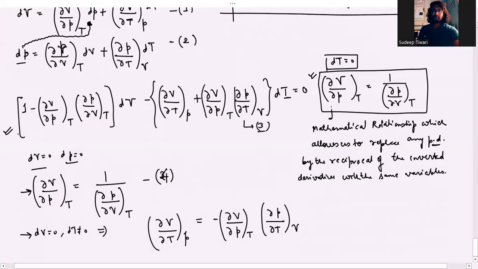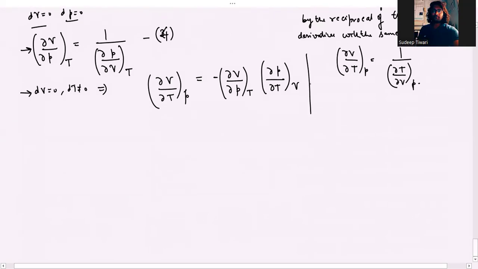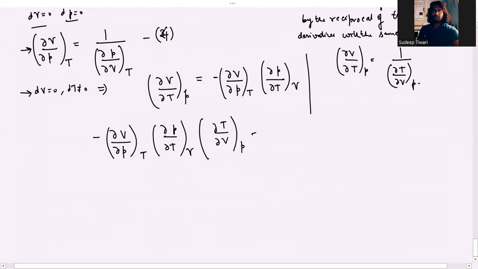And from the equation of state, we already know that if I want to express del V upon del P at constant temperature, I can always write it as 1 upon del P upon del V. Similarly, I can write del V upon del T at constant pressure as 1 upon del T upon del V at constant pressure. If I use this kind of relation, I'll get minus of del V upon del P at constant temperature, del P upon del T at constant volume, and del T upon del V at constant pressure is equal to 1.